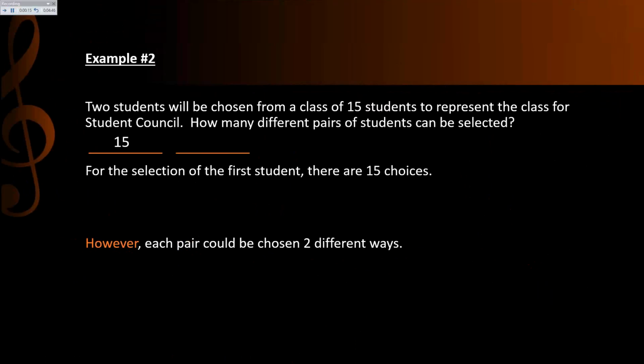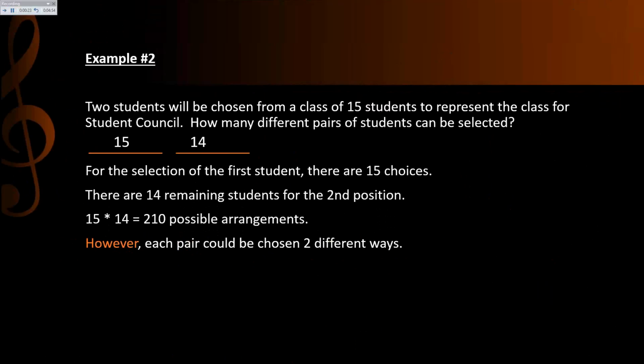So for the first student, we would have 15 choices. Then there would be 14 remaining students for the second position. And when we multiply those together, we get 210 possible arrangements. Again, however, each pair could be chosen 2 different ways.